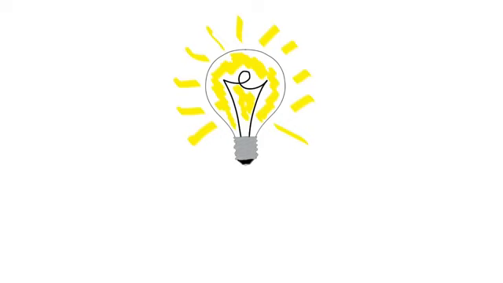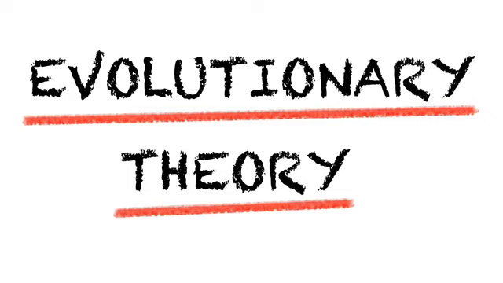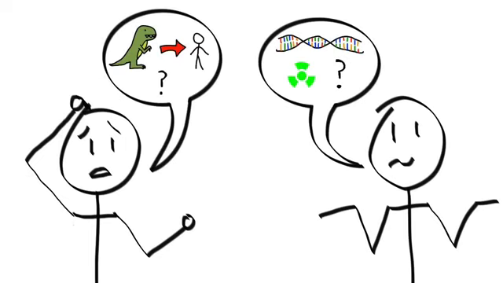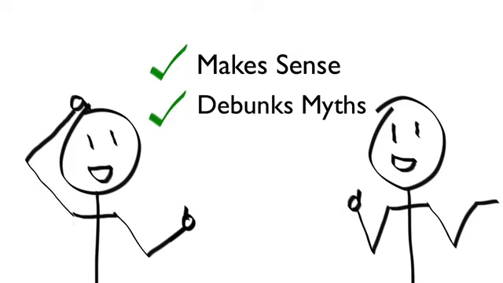One of the most important ideas in biology today is the concept of evolutionary theory. Now, as important as this idea is, a lot of people don't really understand what it is, or if they do, they don't really know how it works. The purpose of this video is to give an introduction to evolution in a way that makes sense and debunks some of the most common myths about it.